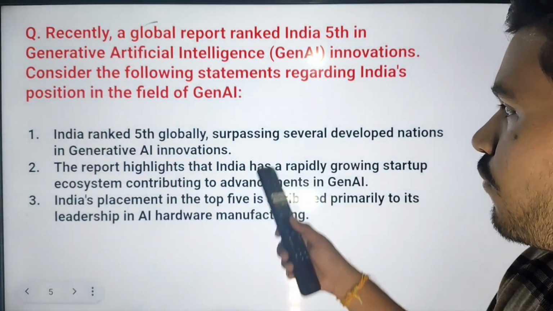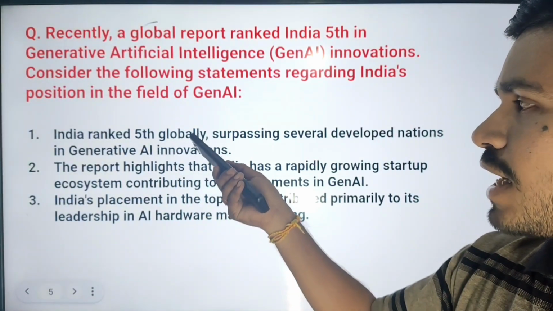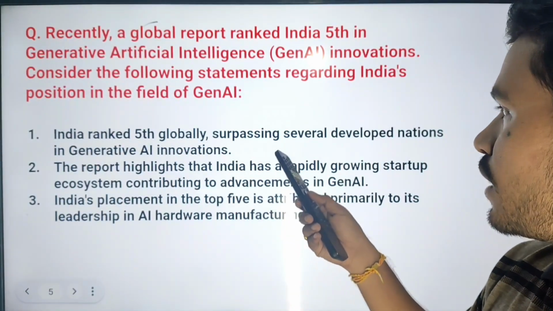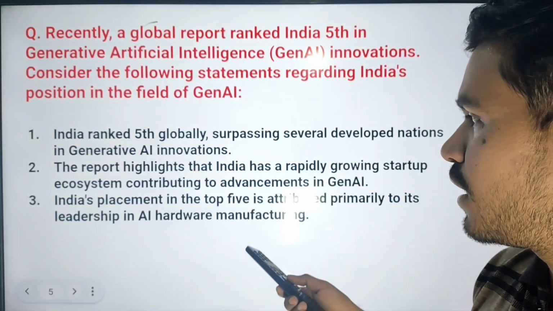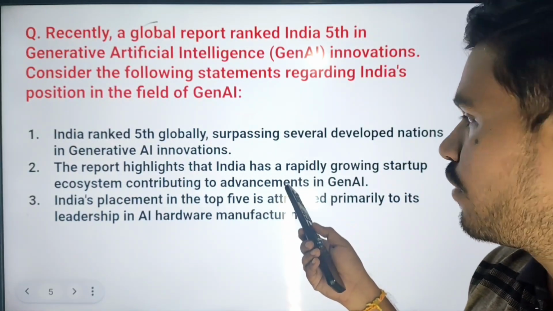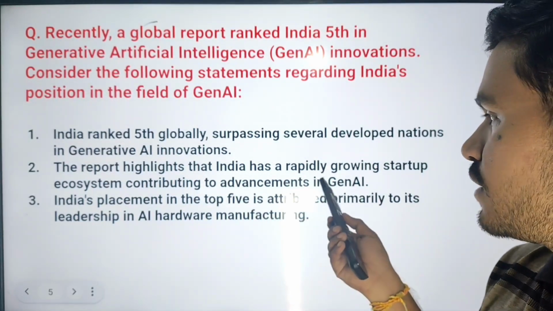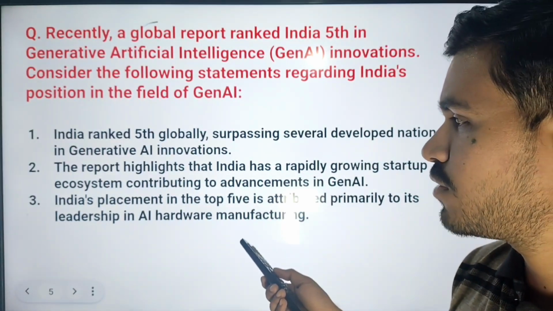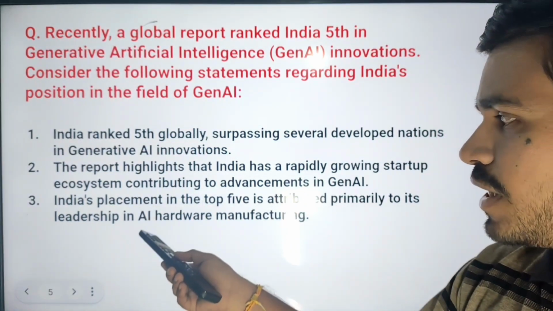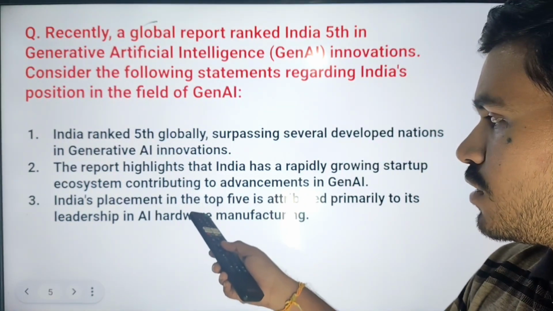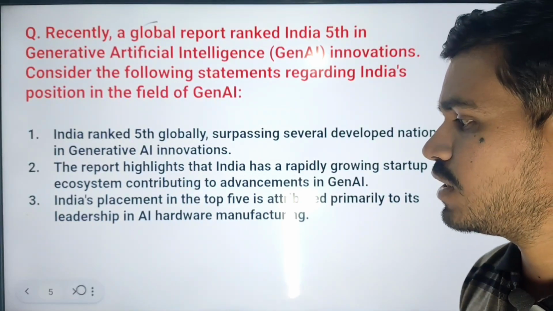If you see, first and second are correct. We got 5th rank globally, so we surpassed a lot of developed nations. So this statement is correct, and this statement is also correct. We have a lot of startup ecosystems which are concentrating on generative AI. But the third statement is wrong. India's placement in the top 5 is attributed primarily to its leadership in AI software. So software development, not hardware manufacturing. So that's why this statement is wrong.